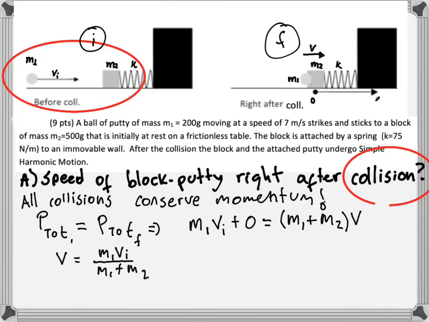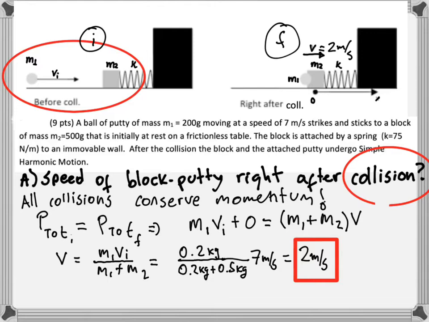So we set up this equation. We have all the information we need to solve for the velocity right after the collision. Dividing by m1 plus m2, we get that. And replacing the numbers, you get 2 meters per second as the velocity of the block and putty right after the collision. Okay, so that answers this question.